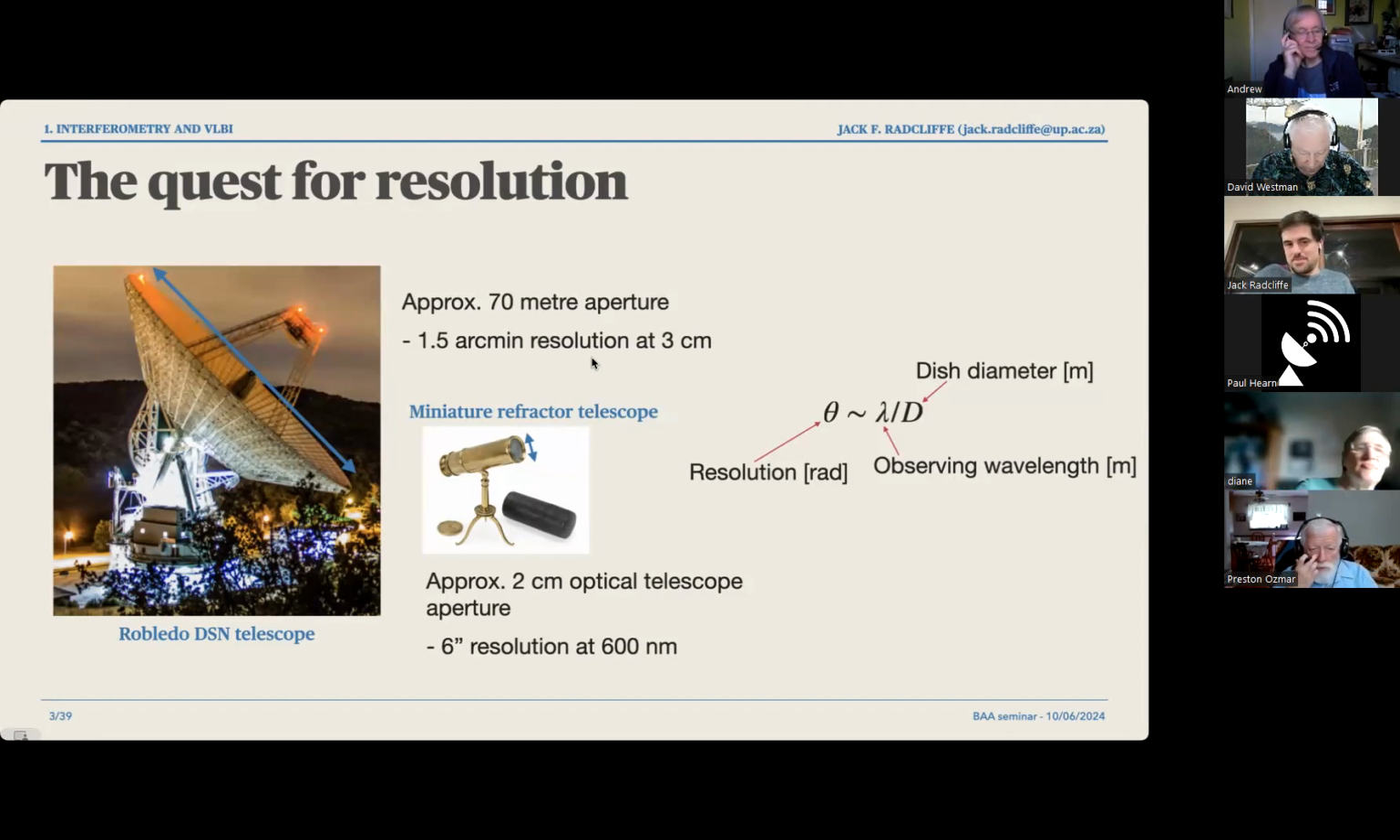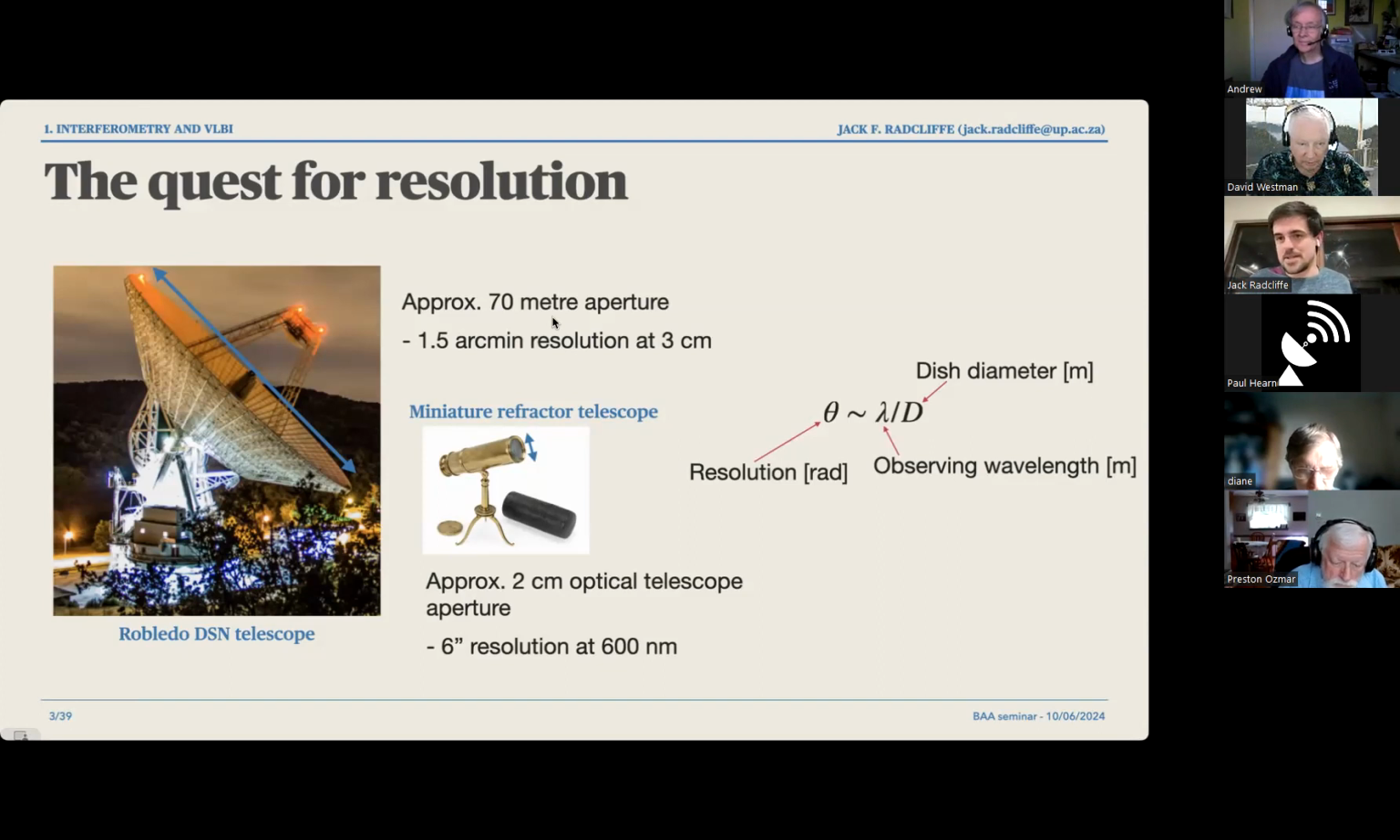So radio telescopes, of course, don't have good resolution. If we want to understand the inner workings of the universe, take an image of a black hole, for example, we're going to need to increase this resolution. So you can do that in two ways. You can reduce the observing wavelength, or you can increase the size of the aperture.